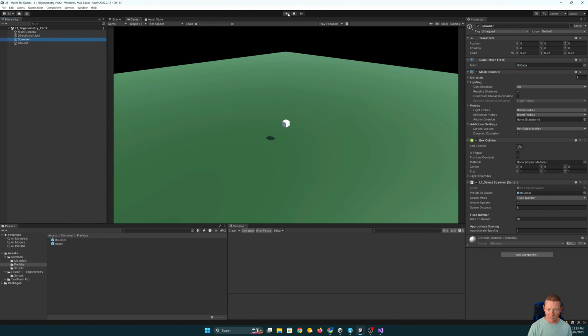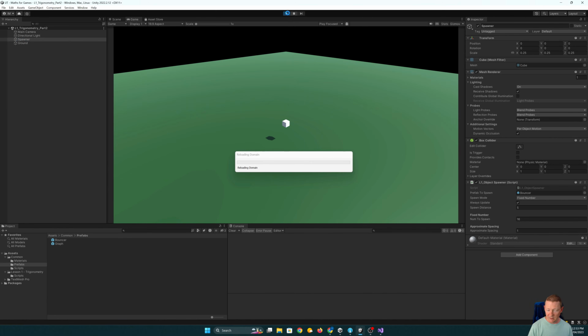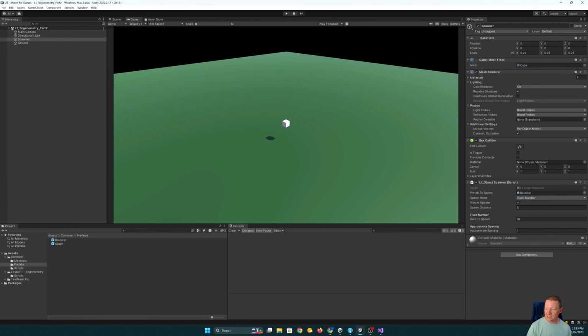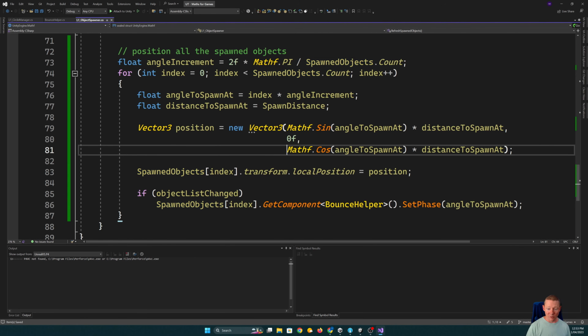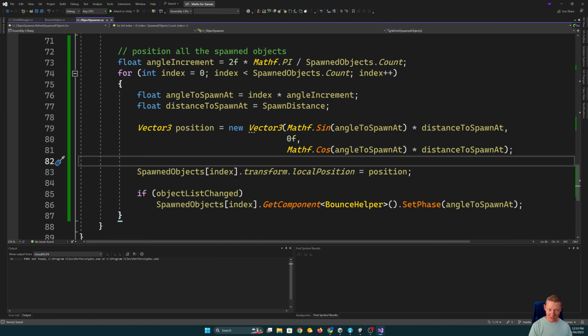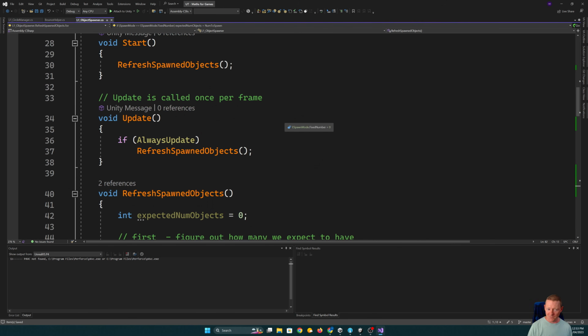So let's test this out. They should now move at a different phase. And it looks as if they are rotating in a coordinated manner, but they're actually not. Each one is doing its own calculations independently. It's just that because of the settings of how it's working, it gives the impression that they're moving in a coordinated way.